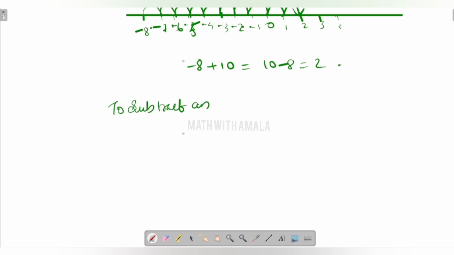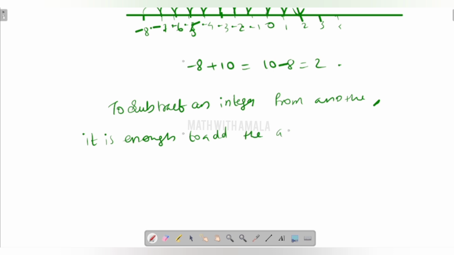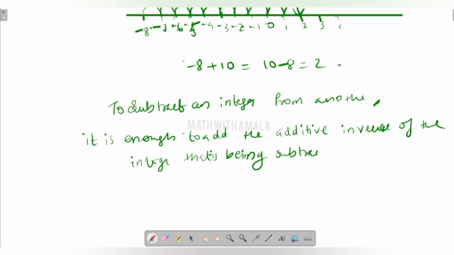So we can say that to subtract an integer from another integer, it is enough to add the additive inverse of the integer that is being subtracted. Okay, actually we are adding the additive inverse of the integer that is being subtracted to the other integer.